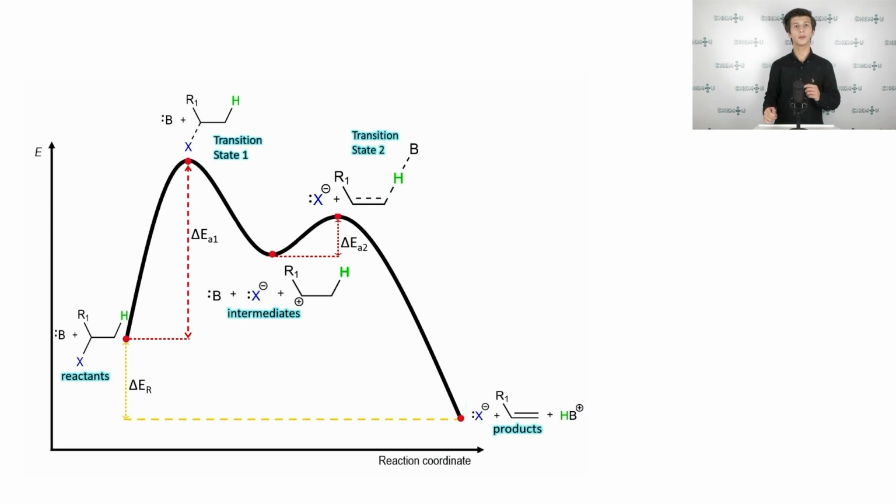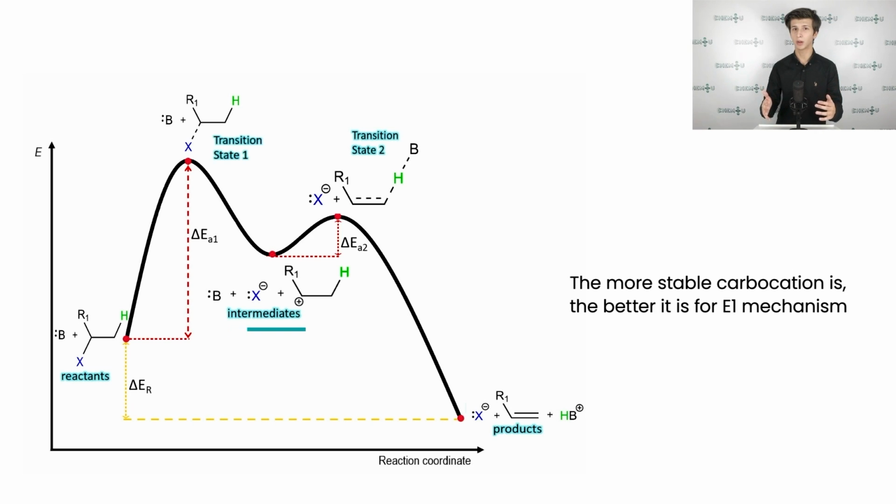Now, I would like to go to the next part, where we will be discussing factors that favor the monomolecular elimination mechanism E1. Look at this graph. The reaction here proceeds via an intermediate carbocation, so the more stable the carbocation is, the better it is for the E1 mechanism. We have already learned in the previous chapter how the stability of carbocation depends on its structure.